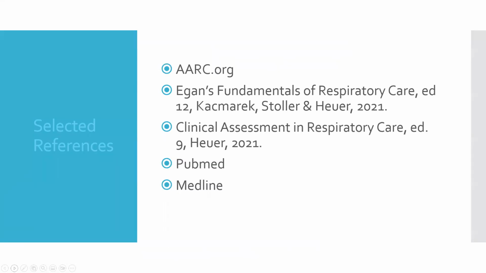With that, we have some references here that may or may not be useful to you. Again, PubMed, Medline, those are where you'd go for the original research. AARC has some great guidelines, and then a couple of my textbooks here as well.